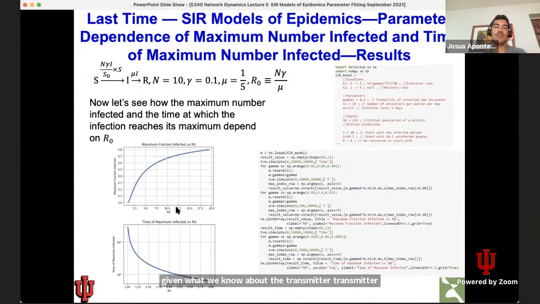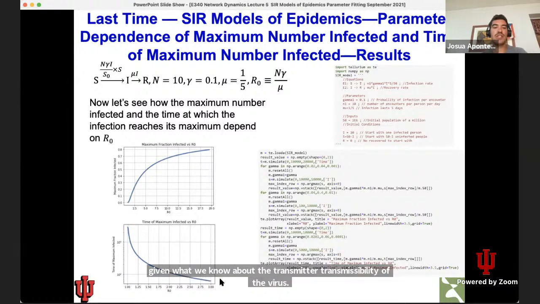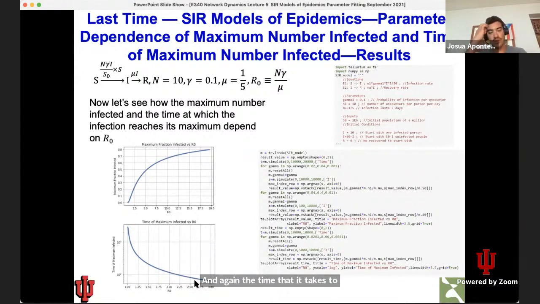And again, the time that it takes to reach that peak is also important, because it gives you how much time you have to, let's say, if an epidemic started, prepare to reach the peak of the epidemic. And the smaller R naught, the more time it takes to reach that peak.